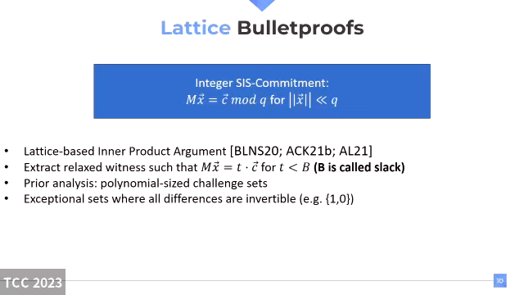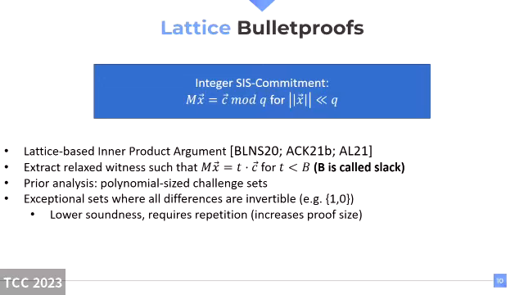Okay, so how have these previous works dealt with that? Well, what they did is they used exceptional sets or special sets where all the differences of the challenges are invertible. So why does this help? Well, if the differences of the challenges are invertible, then I can extract something that is not necessarily a rational opening, and then I can bound the size of this slack parameter, this B parameter. And one very simple example is just this challenge set 1 and 0.